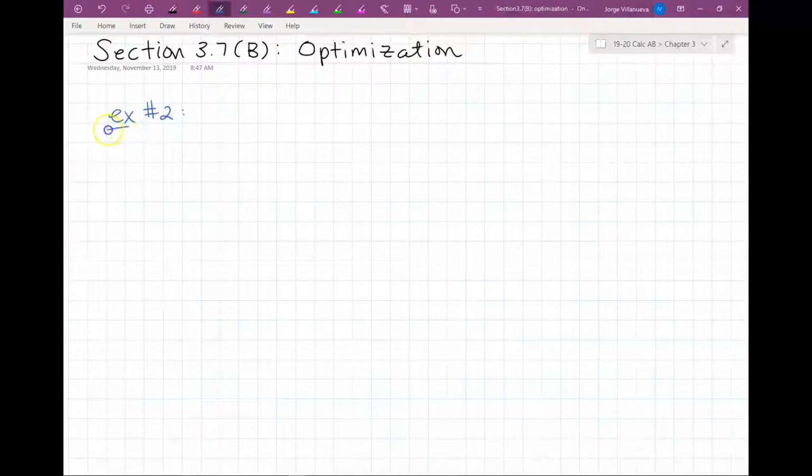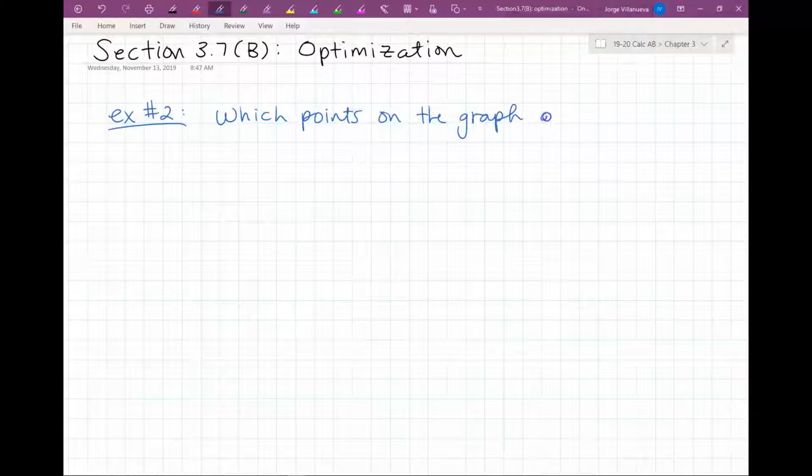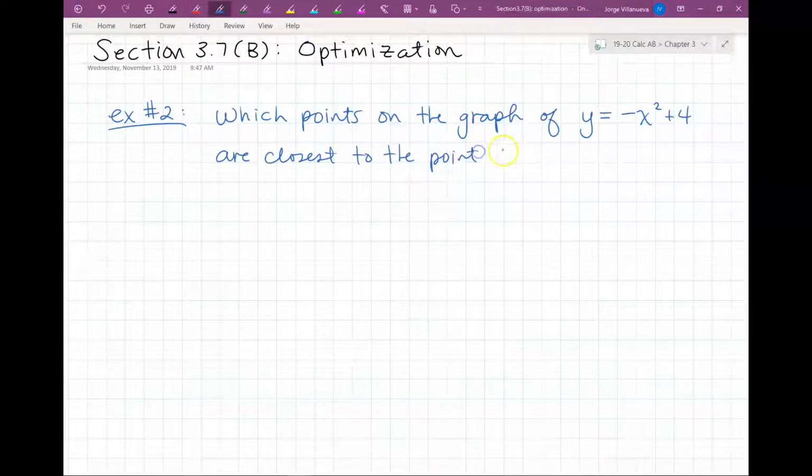So here's example 2. Let me write it out. Example number 2 says: which point on the graph of y equal to negative x squared plus 4, or maybe points, are closest to the point 0, 2?